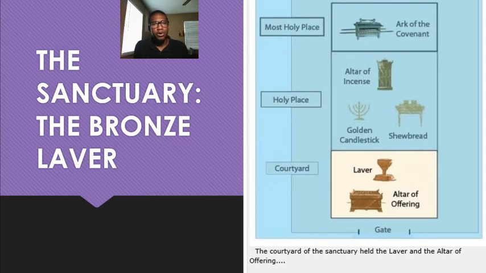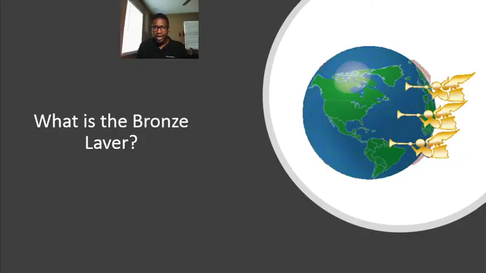Now, we don't know exactly the shape of the bronze laver. Even though they make it look round, it could be a triangle, a rectangle, or any other type of polygon. We don't know exactly what its features and measurements were. So, what is the bronze laver?